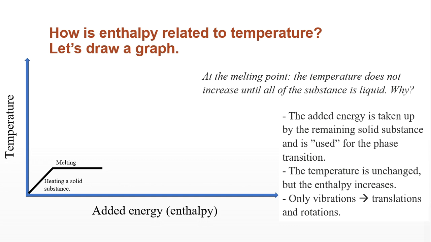So we can think of this as going through different movement types. We go from only vibrations in the solid state to also translations, moving, and rotations of the particles as well. So in order to cause these different types of movements, we need to add energy. We're also breaking bonds here. We'll get back to that a little bit more in detail.